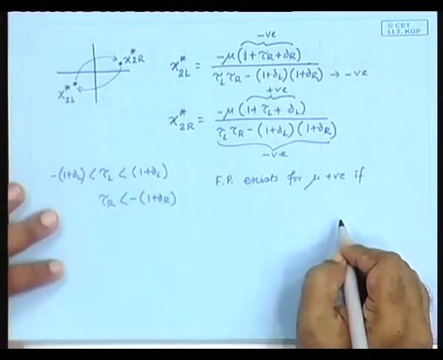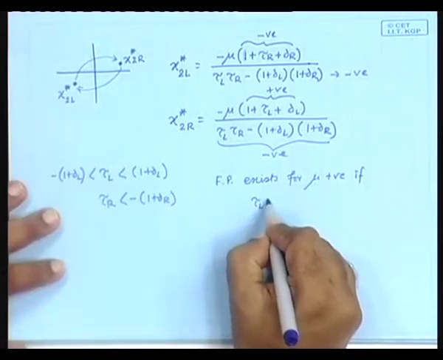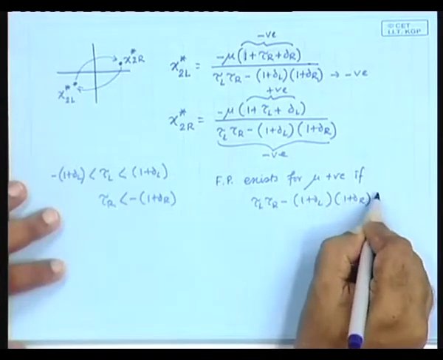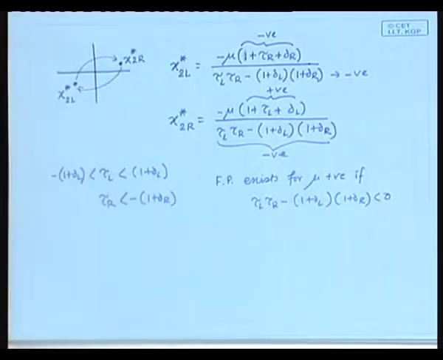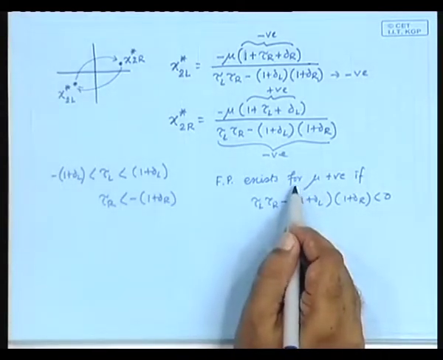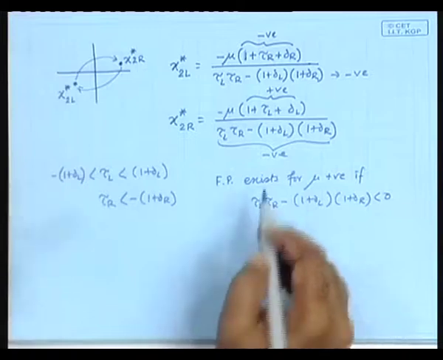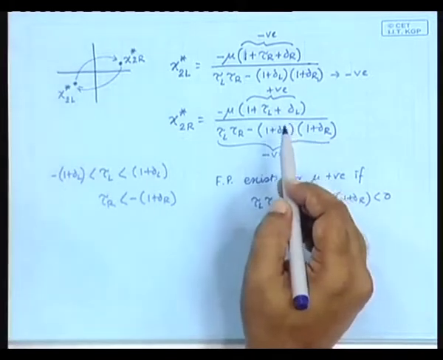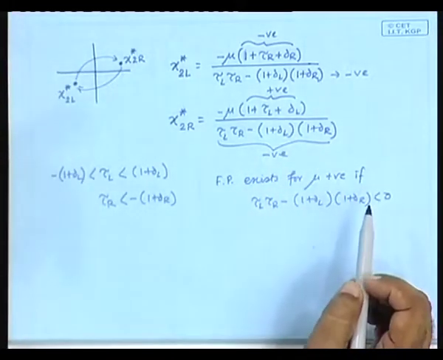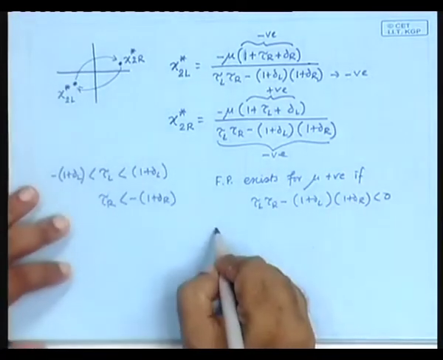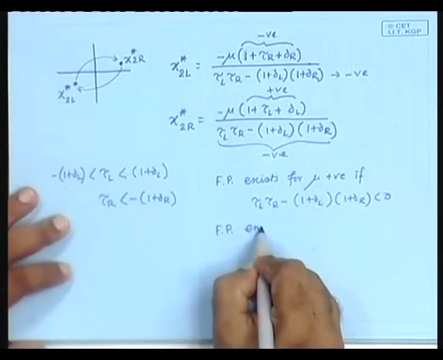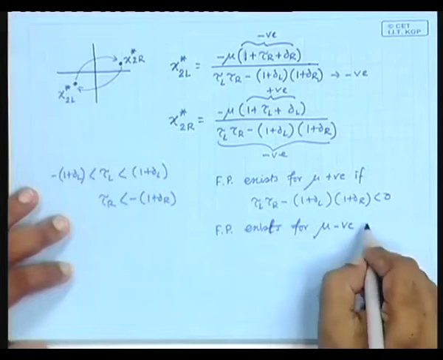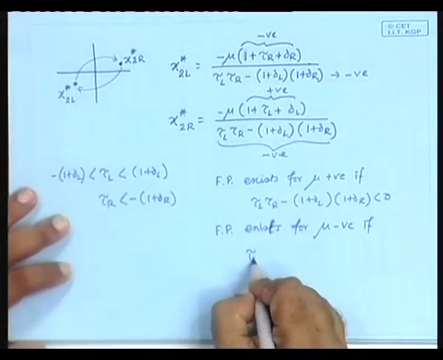If tau L tau R minus... right, only when this is true, then this is true. Else, what happens? If this is positive, then it exists for mu negative, right. So, the fixed point exists for mu negative if the reverse is true.